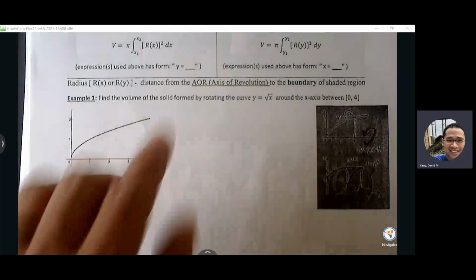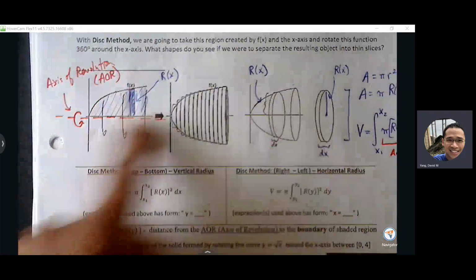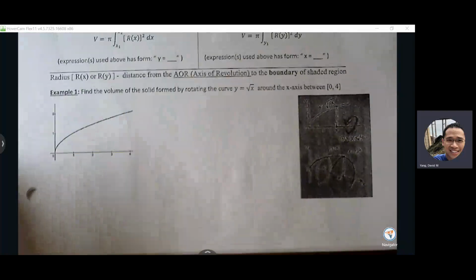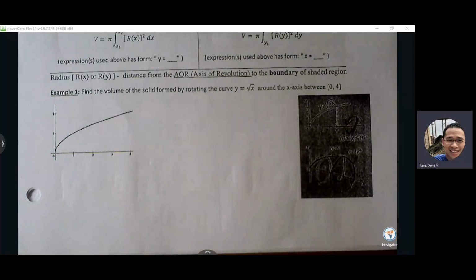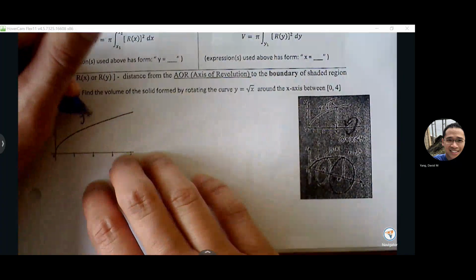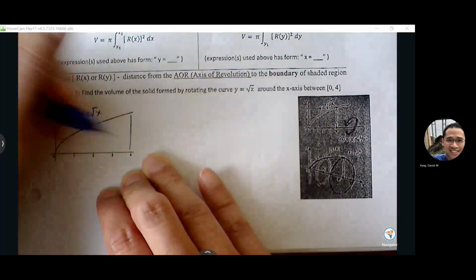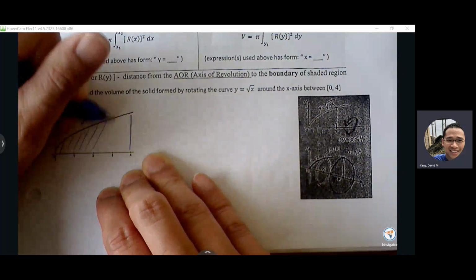All right, so we're going to do this problem with the space below. Example 1: find the volume of the solid formed by rotating the curve y equals square root of x around the x-axis between 0 and 4. So here's my shaded region.